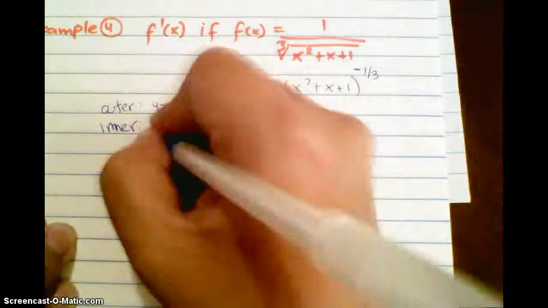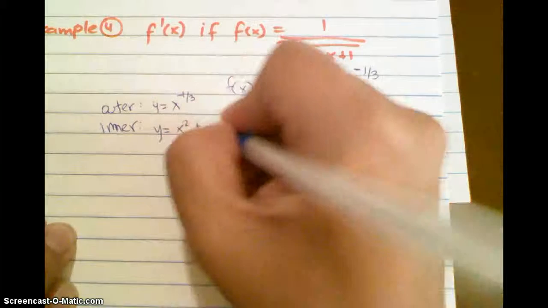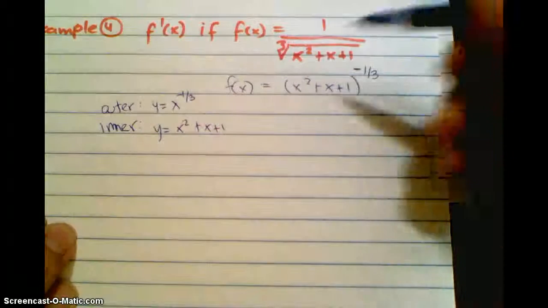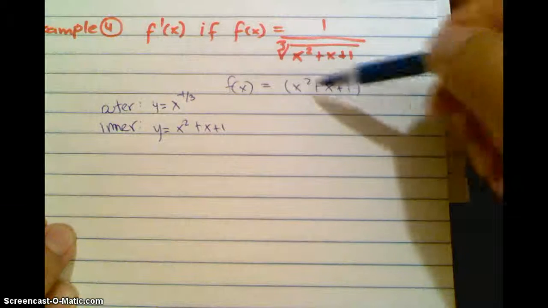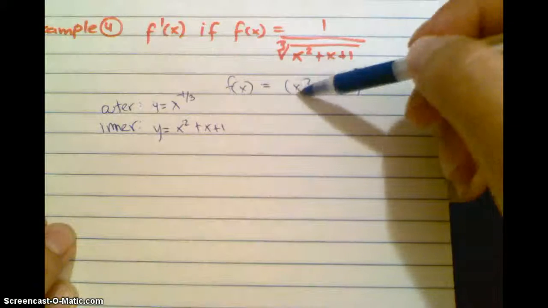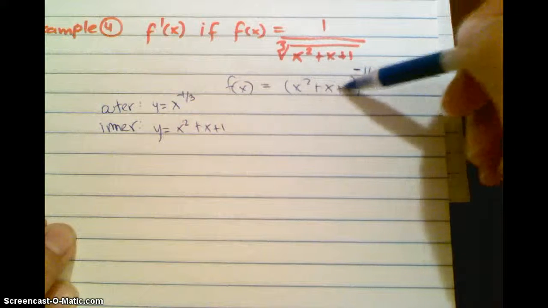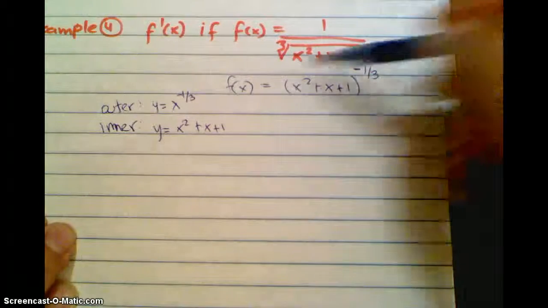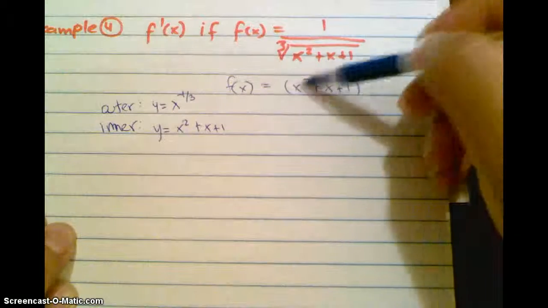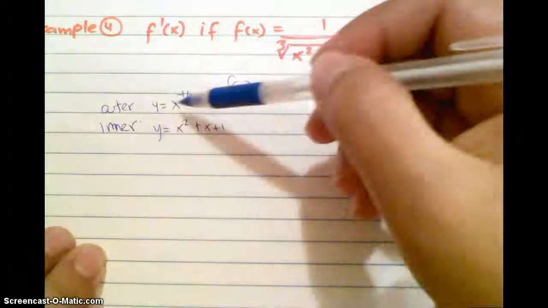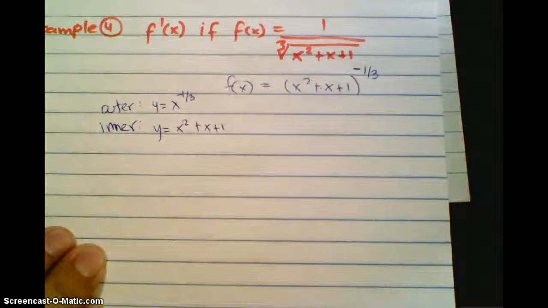The inner function would be the quadratic. So notice how when I'm writing the outer function, I'm not writing it evaluated at the inner function, simply because I want to know what happened to x. The first thing that happened to x is being a quadratic function. It's being raised to the second power, and it's added by itself, and it's added by 1. So that's why this is the inner function. It happens first. And the outer function is what happened last. After you get all that answer, it's being raised to the negative 1/3. So the outer function is just raising to the power of negative 1/3.